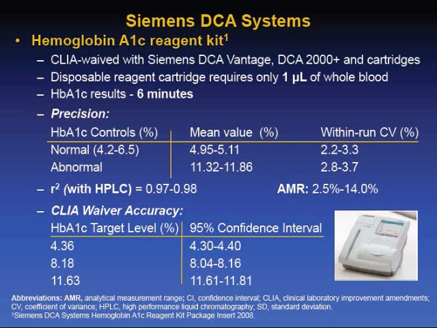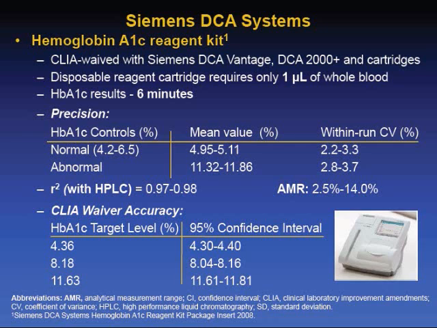Within-run precision was evaluated by including normal and abnormal controls in duplicates in each run of clinical specimens. The correlation coefficient was determined by using the DCA 2000 A1c system in ion exchange high-performance liquid chromatography, or HPLC. Multiple assays were done, and the correlation coefficient ranged from 0.97 to 0.98. This indicates a value that shows a very good correlation when compared to the reference.